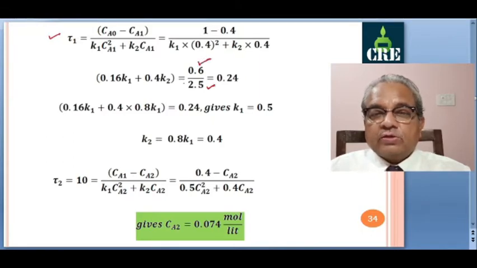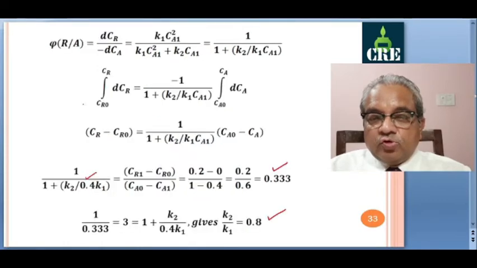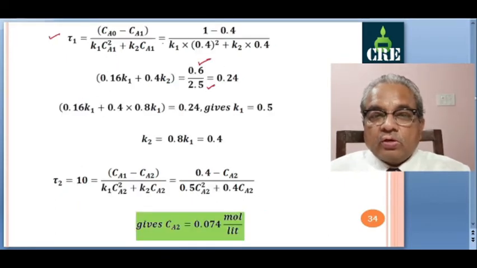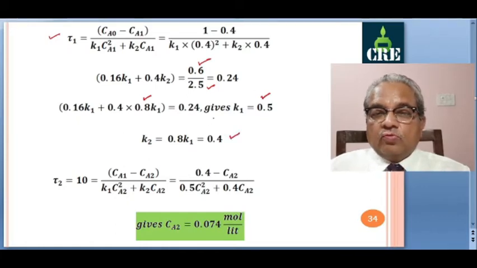So I can write this: the numerator 0.6 divided by tau 1, that is 2.5, gives 0.24. So solve this. We know K2 by K1 is 0.8, so K2 can be substituted as 0.8 K1, and you get K1 as 0.5. And K2 you can also calculate, that is 0.4.